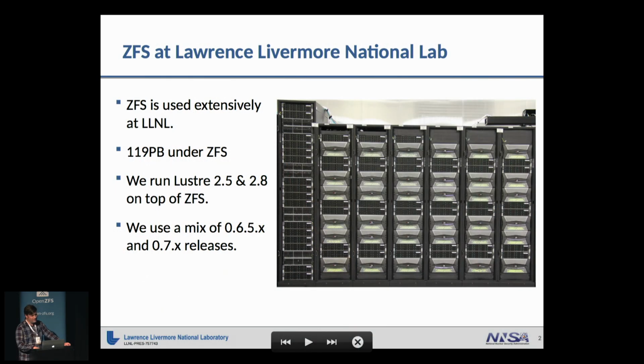So shameless plug, I work at the Lawrence Livermore National Lab. We've got over 100 petabytes of disk running ZFS. We run ZFS underneath Lustre. So on our older machines, we're running Lustre 2.5 with ZFS 0.6.5.11, I think. And then on our newer systems, we're running Lustre 2.8 on top of ZFS 0.7.9. So we usually run the latest release branch. And we're starting to transition to Lustre 2.10.